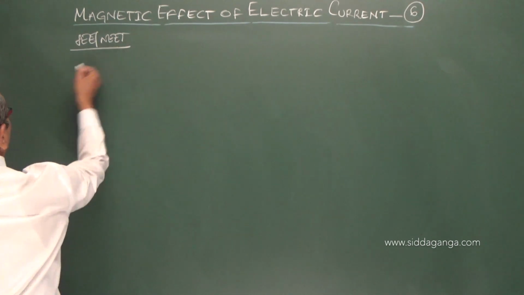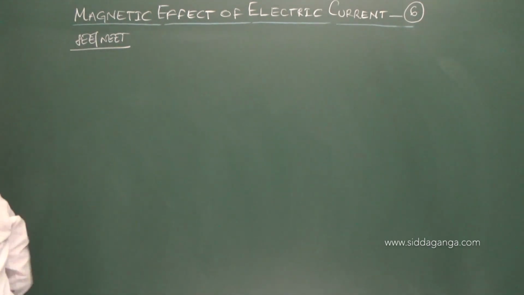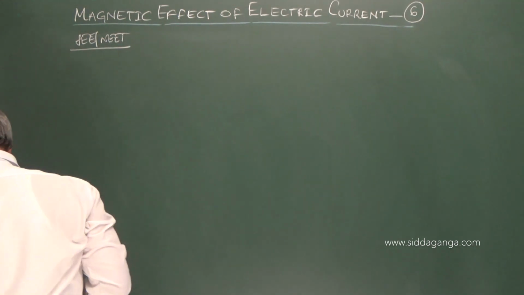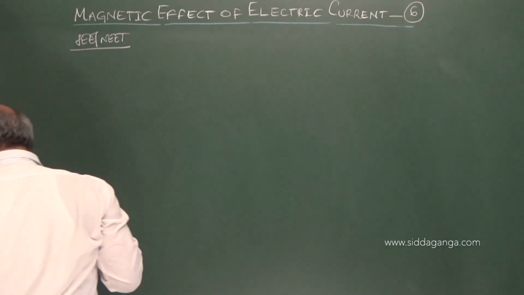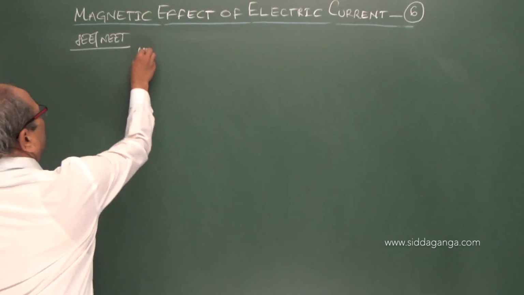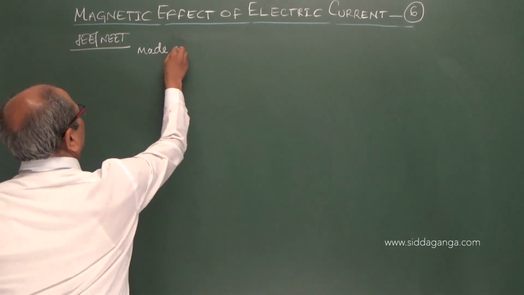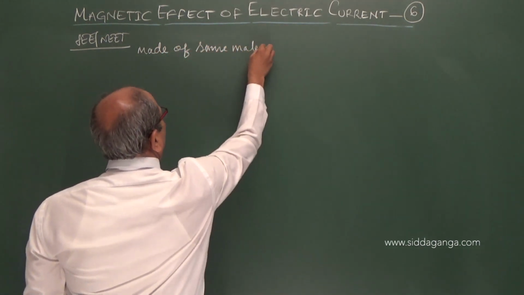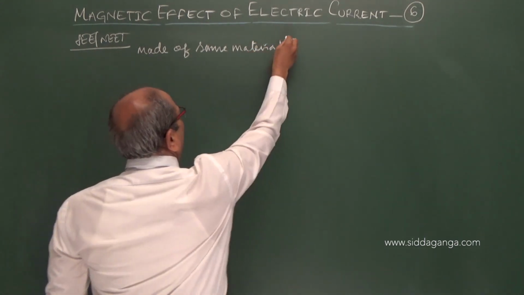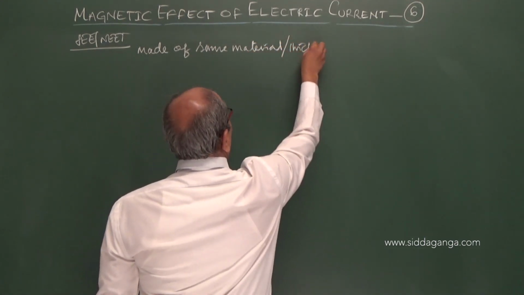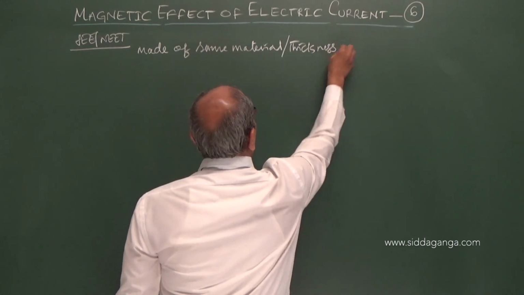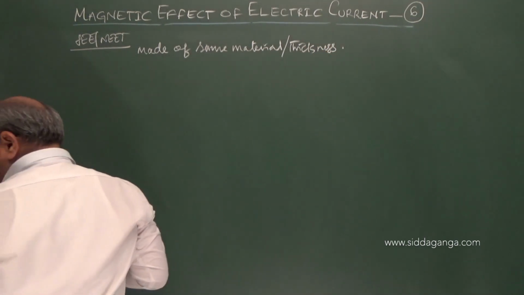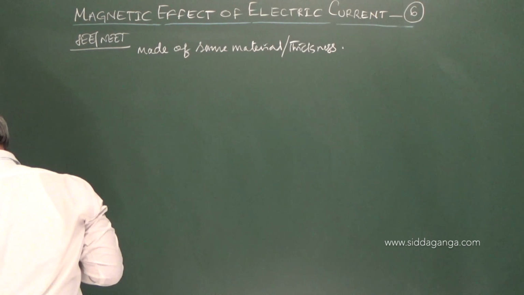So as for now, coming back to JEE NEET, you have to remember some patterns. For geometrically symmetrical circuit loops made of the same wire, that means same material and thickness, there are some geometrical shapes where the field becomes 0.